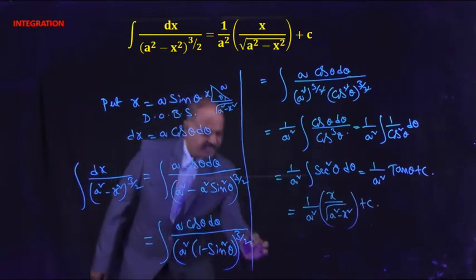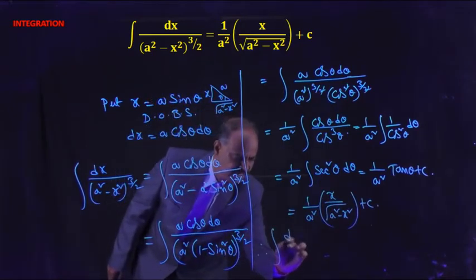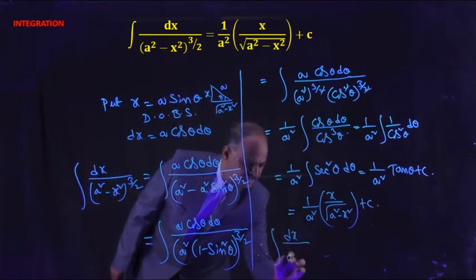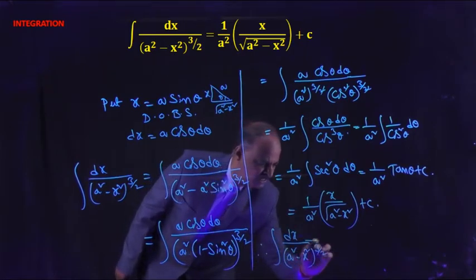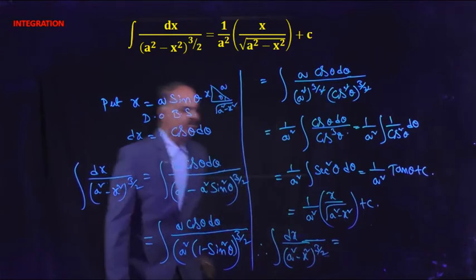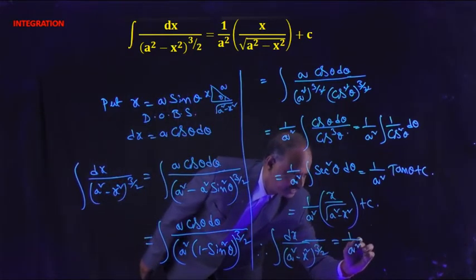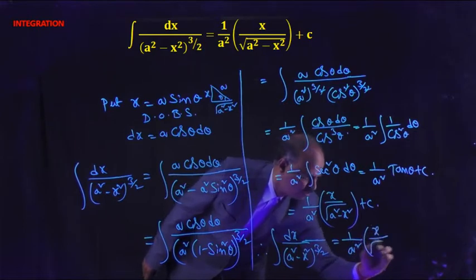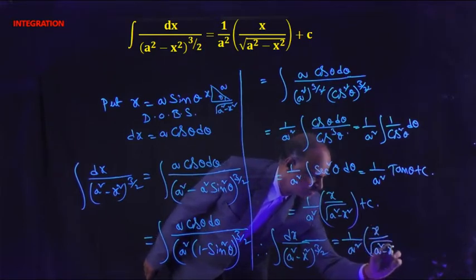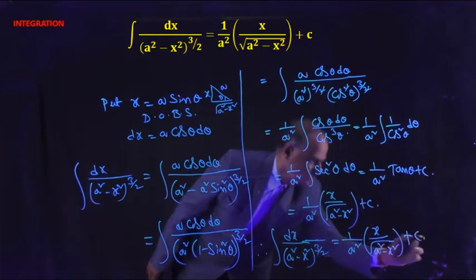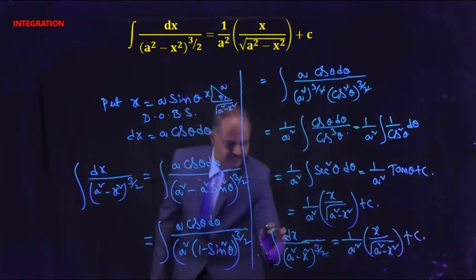Therefore integral dx by (a square minus x square) whole to the power 3 by 2 equal to 1 by a square into x by root over a square minus x square plus integration constant c.